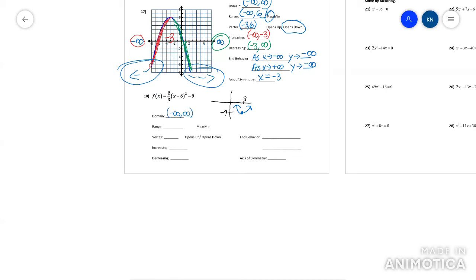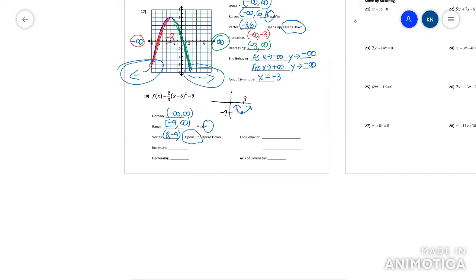The range, the lowest it goes is negative 9 there. And the highest it goes is up forever to positive infinity. The vertex is at 8, negative 9. This vertex is the lowest point on this graph, so it's a minimum. This graph is opening up.